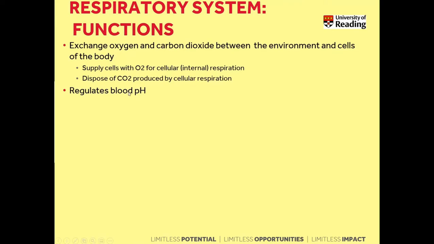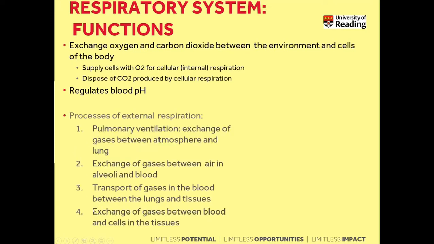Which are the functions of the respiratory system? Well, first of all, to exchange oxygen and carbon dioxide between the environment and the cells of the body. What do I mean by saying that? The respiratory system is aiming to supply our cells with oxygen that is essential for cellular respiration, but also is aiming to dispose, to get rid of the carbon dioxide which is produced by the cells during cellular respiration. Another function of the respiratory system is also to regulate blood pH.